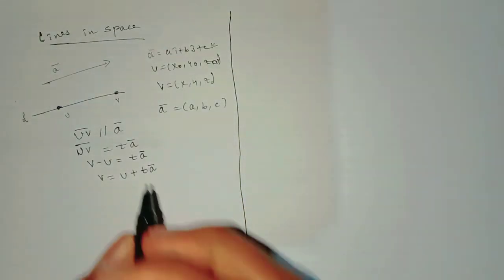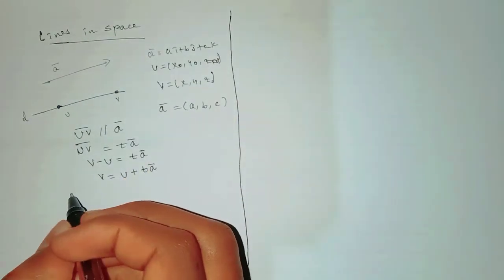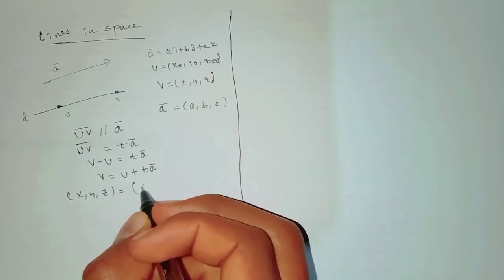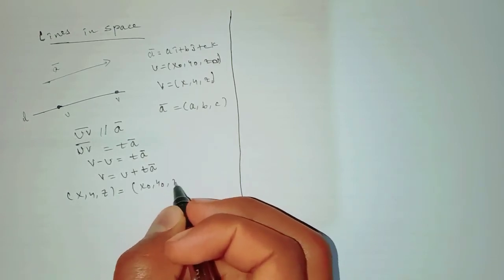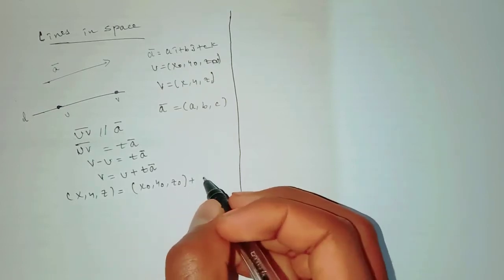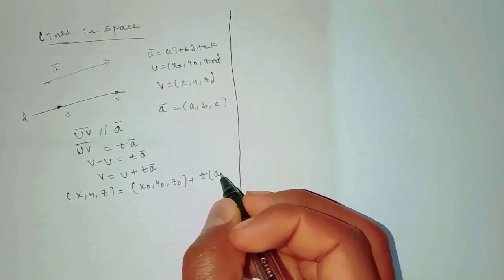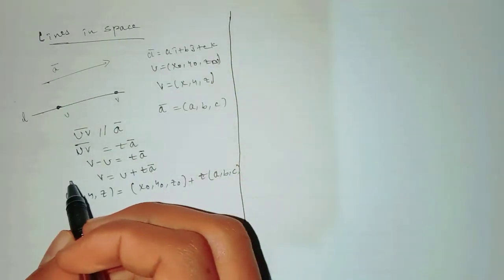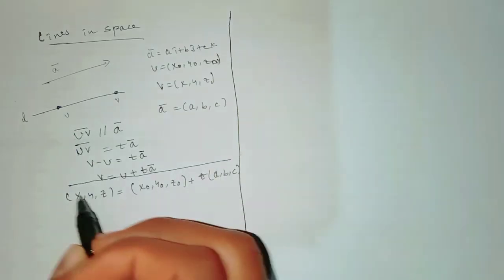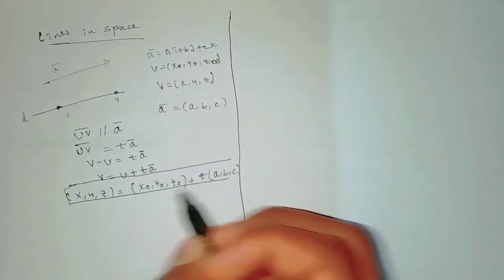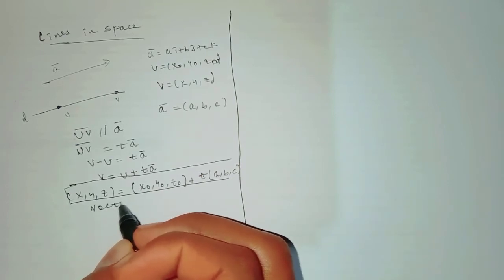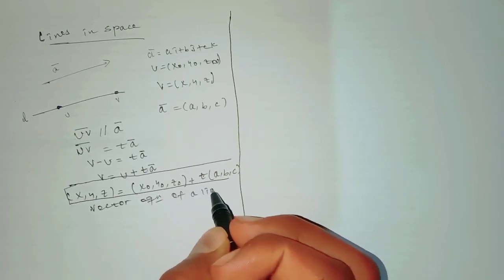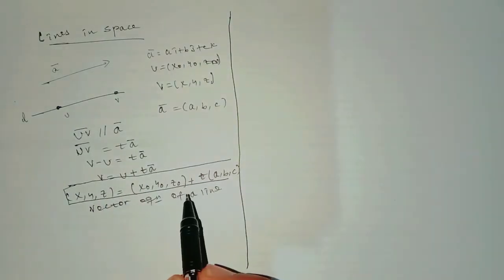So V is x, y, z, equals x naught, y naught, z naught, plus t times a, b, c. So this is the vector equation of a line.